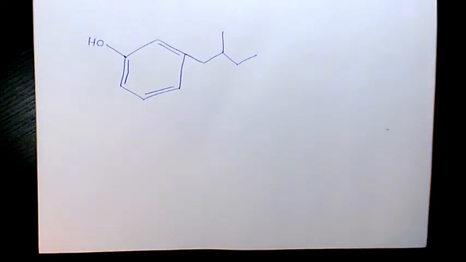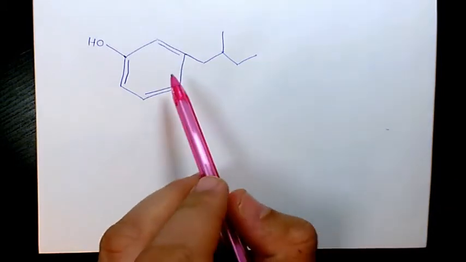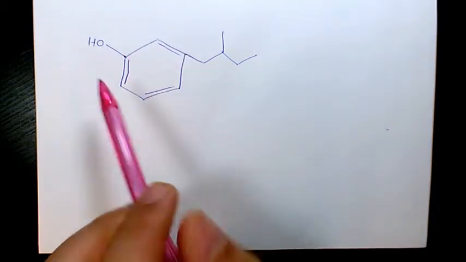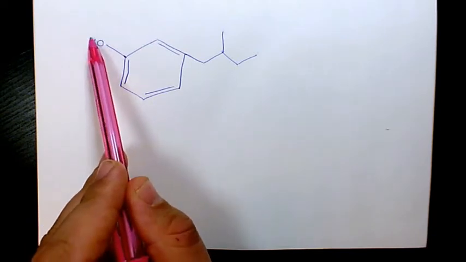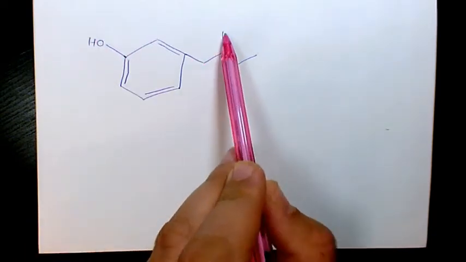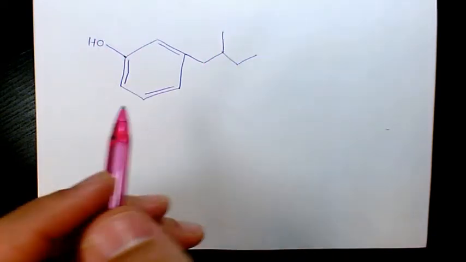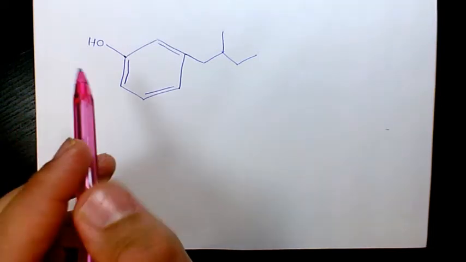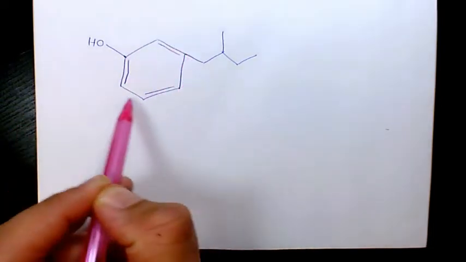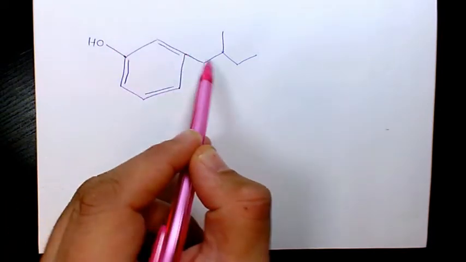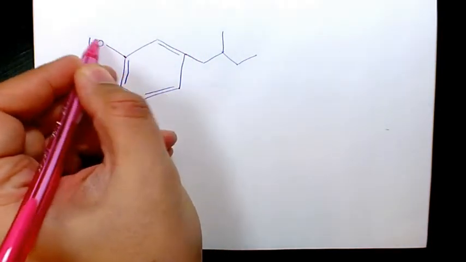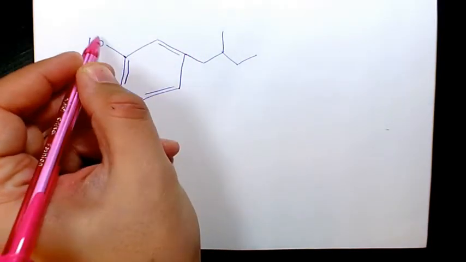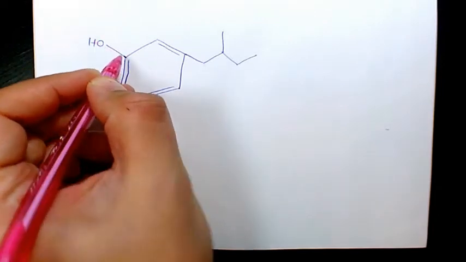Welcome to my channel. In this video I want to show you how to name this organic compound. As you see here, in this organic compound we have a benzene ring and we have a hydroxyl group and some carbon group too. So in order to start naming it, we need to start with numbering all these connections. So I definitely have to start with the location of this hydroxyl group.